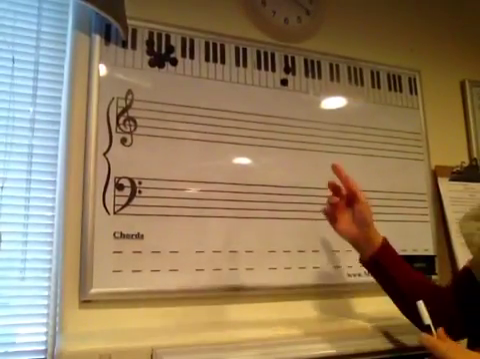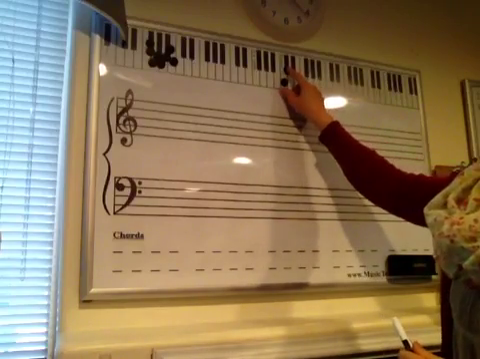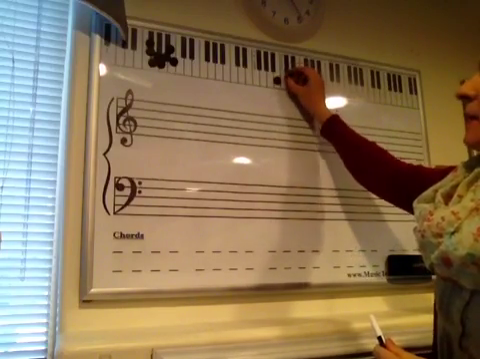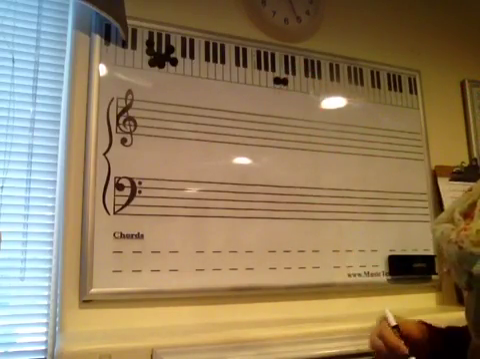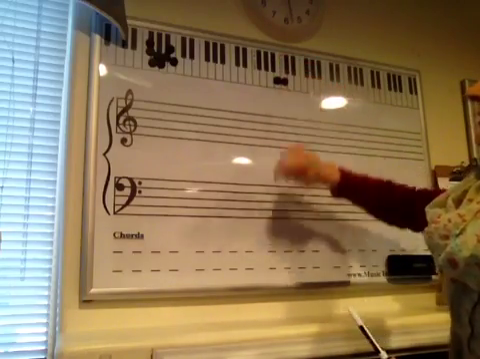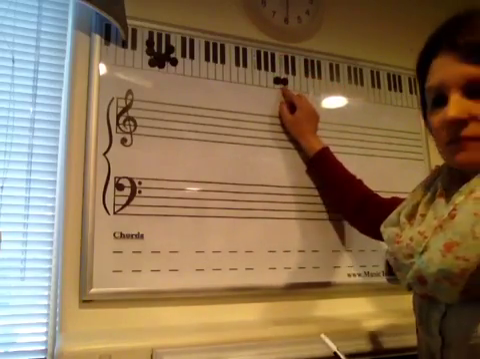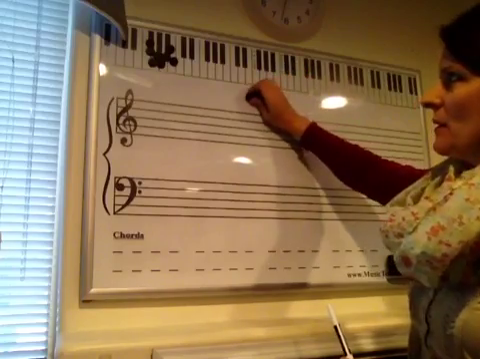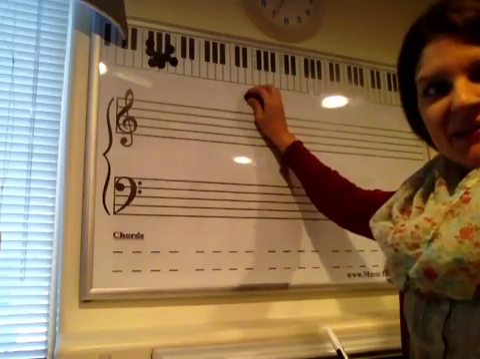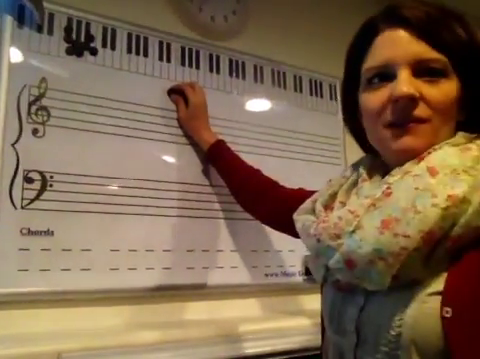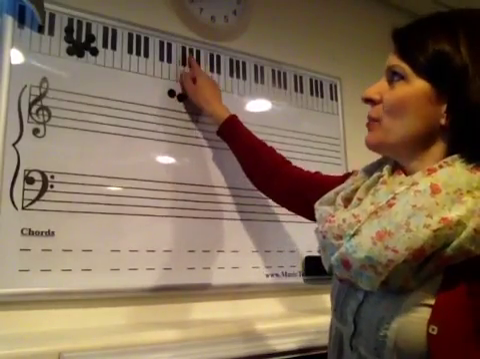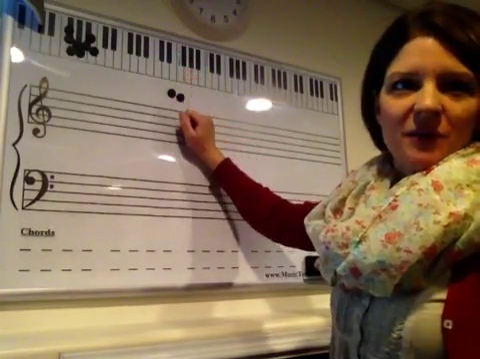Often half steps are from white to black keys, but you can see here that between these two white keys there is no black key. So that is also a half step. Is there a possibility to go from a black key to a black key and have a half step? No, there's not. Every black key has at least one white key in between.